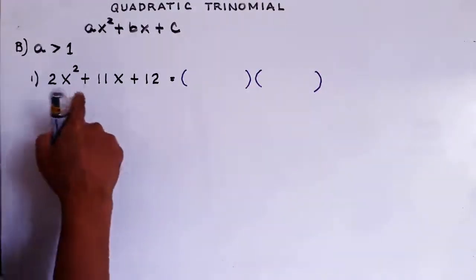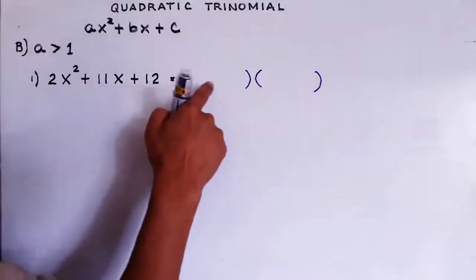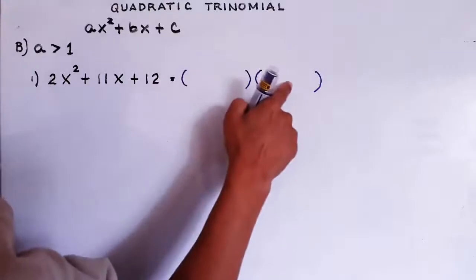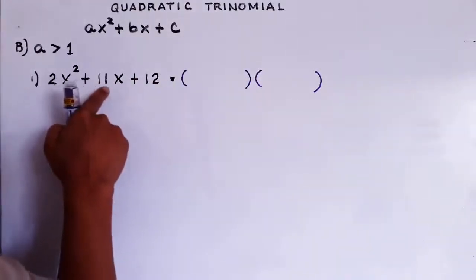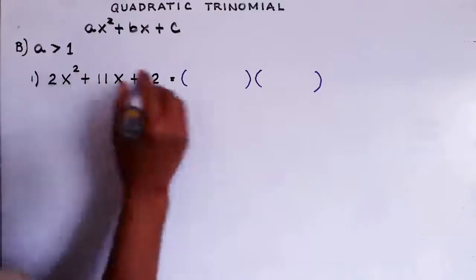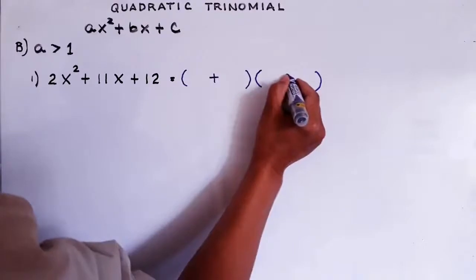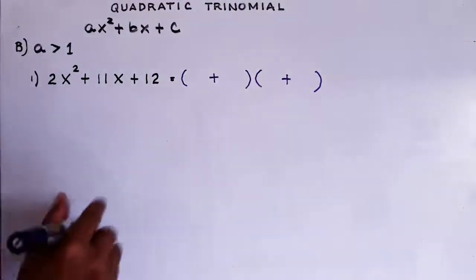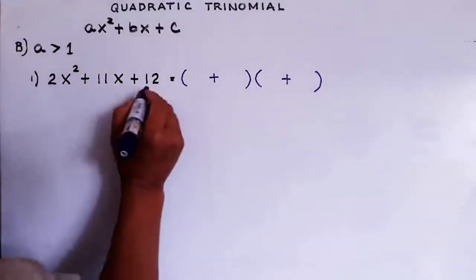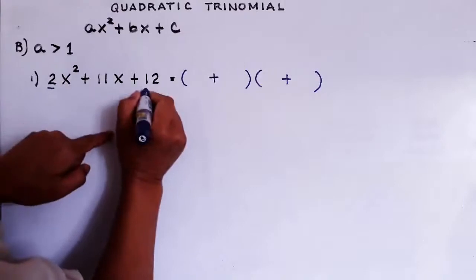Here is the same. And we have here positive. So it's either positive and positive or negative and negative. But the sign of the middle term is positive. So we know that we have a positive here and a positive here. Okay. Now let's have the 2 here and the 12 here.